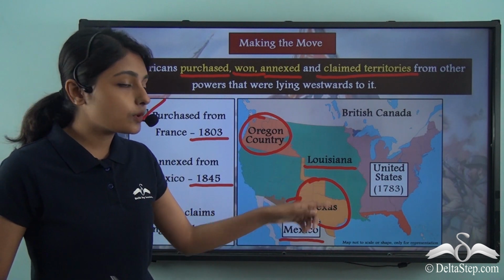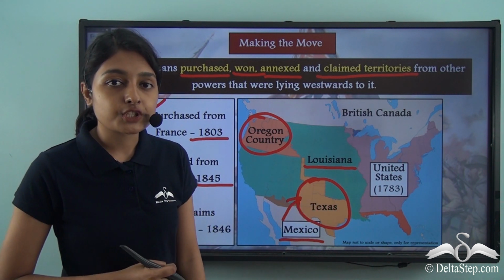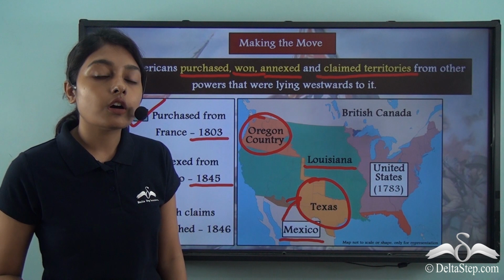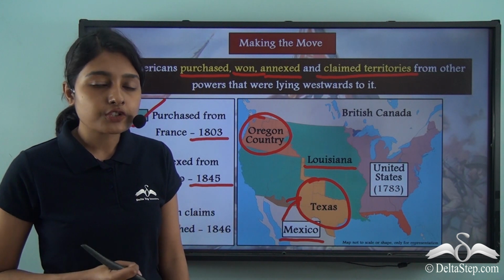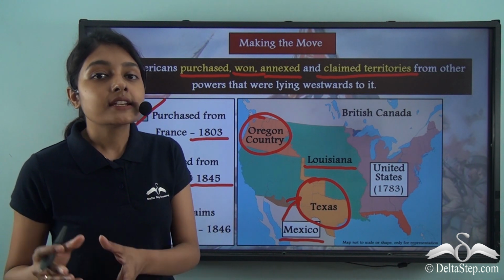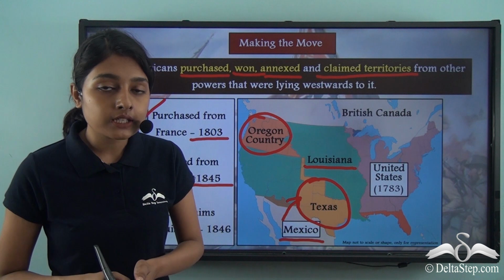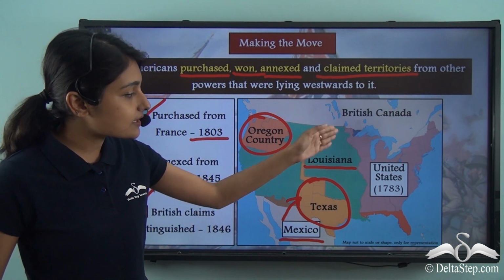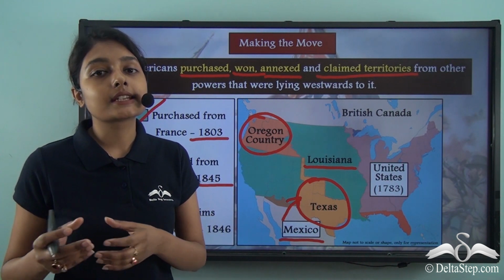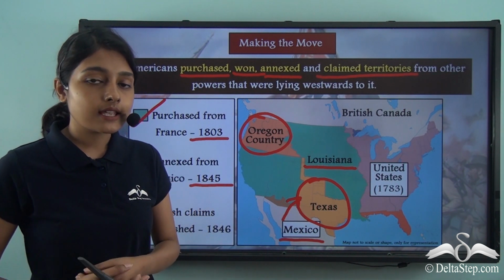The territory of Louisiana was bought from the French. It was during the rule of Napoleon that the Americans bought Louisiana, because we have learned that after the French Revolution, France was severely impacted economically. So Napoleon chose to sell off this territory of Louisiana and it came under the control of the Americans.